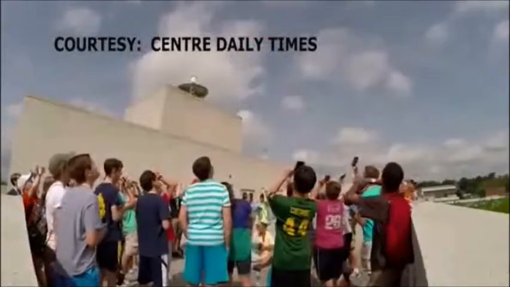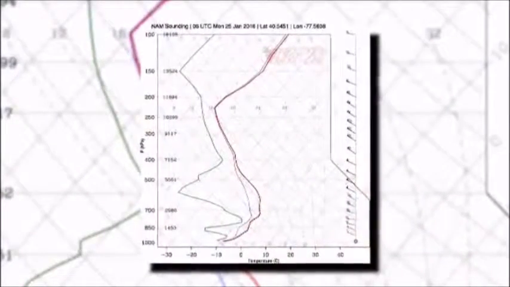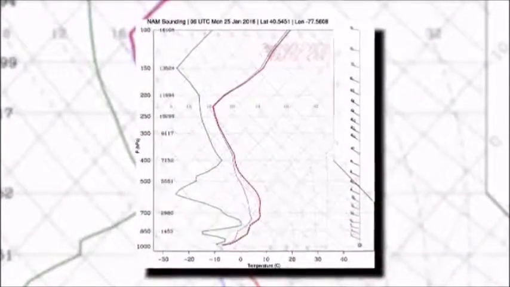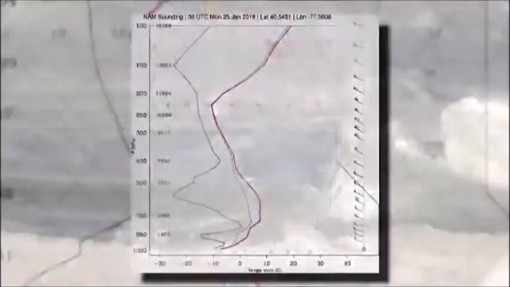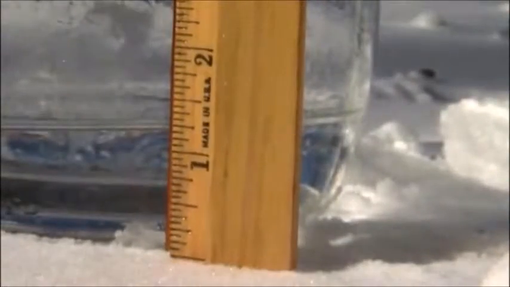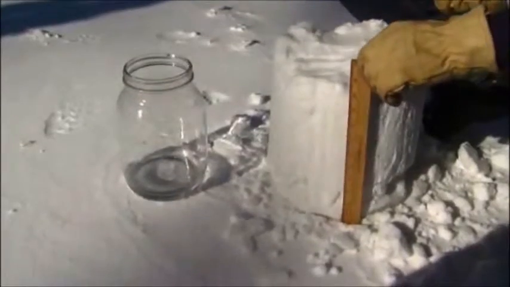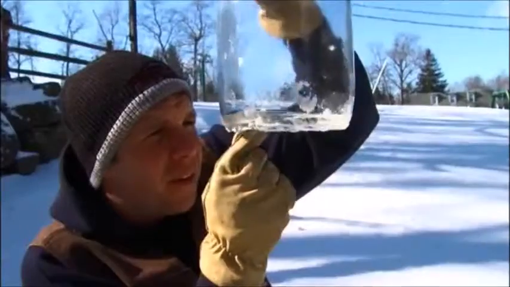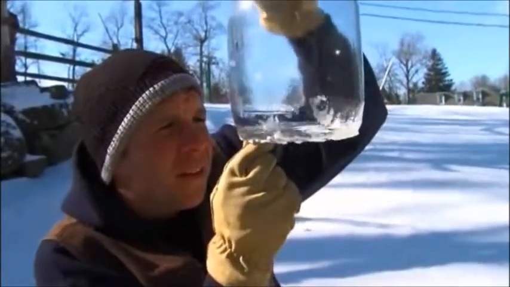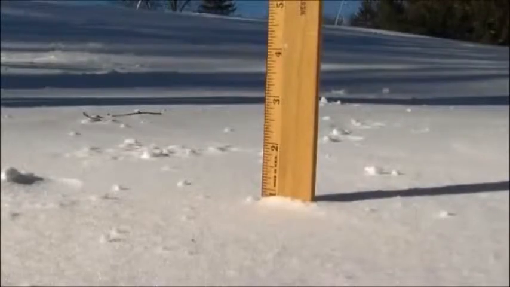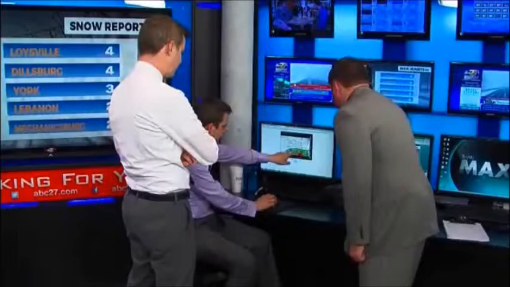Now, weather balloons collect raw data daily, which is ingested into forecast models. Model guidance helps us to predict how much moisture is in the atmosphere, and on average, 1 inch of liquid is equivalent to 10 inches of snow. So for every 1/10 of an inch of water, we can see about 1 inch of snow on the ground. So heavy bands could clip.